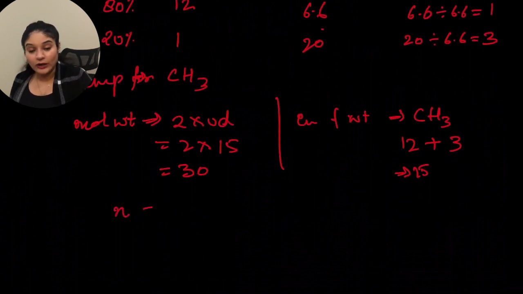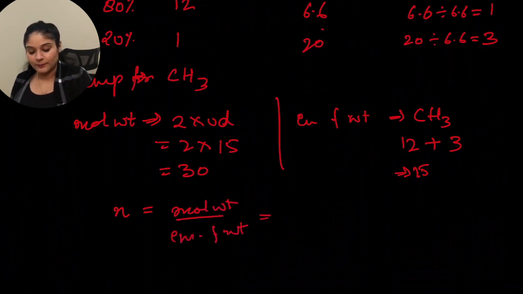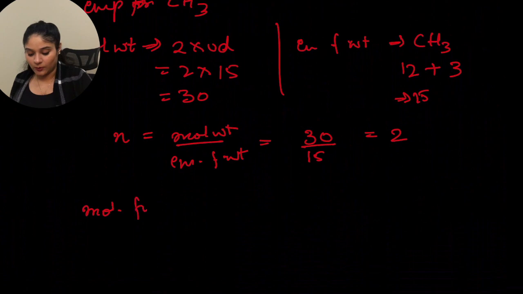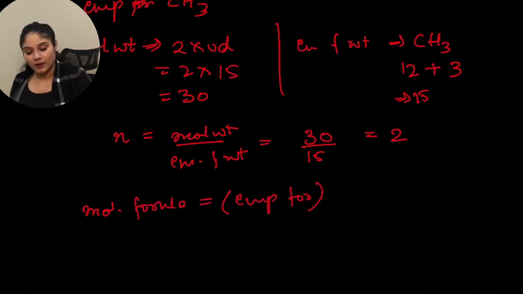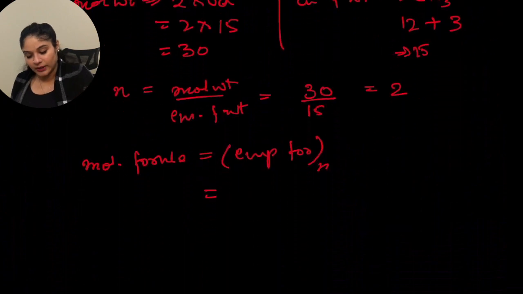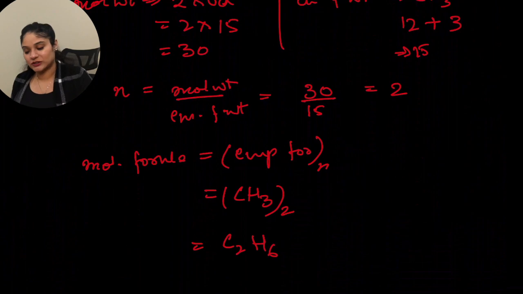Now you're looking for N. What was the formula for N? Molecular weight divided by empirical formula weight. So molecular weight divided by 15. Your answer is 2. Now we look for molecular formula. Molecular formula is empirical formula, entire thing multiplied by N. So empirical formula you got was CH3. That's right, CH3. So CH3 whole twice, C2H6, is the correct molecular formula.